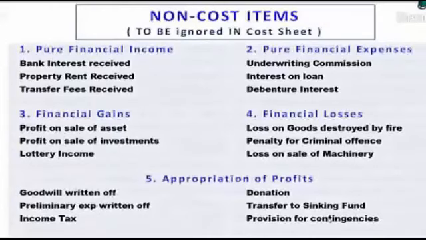So even if these items are given as expenses, let us take a few examples. Before taking examples, I have categorized them into 5 parts. Pure financial income, we ignore. Pure financial expenses, we ignore. Pure financial gains, we ignore. Financial losses, we ignore. And appropriation of profit, we ignore.